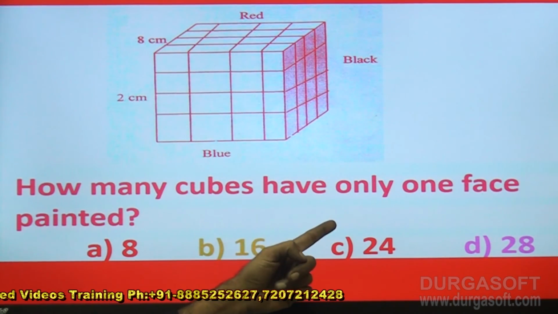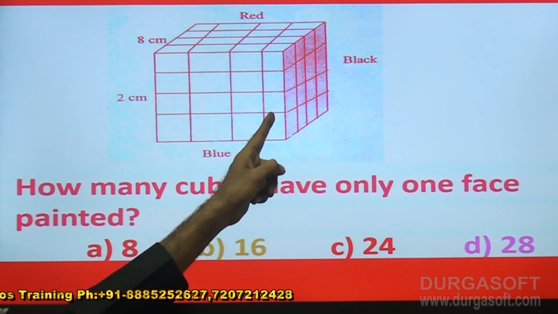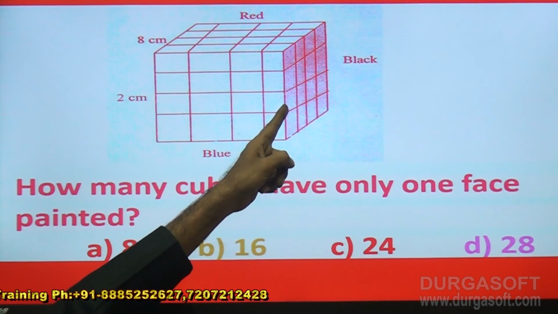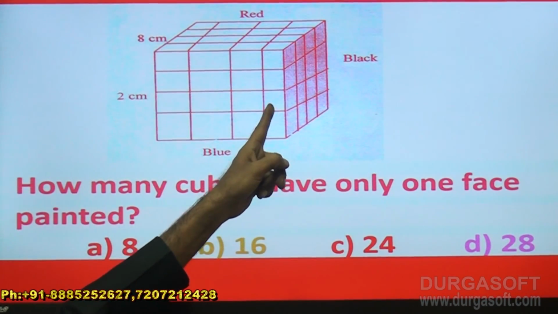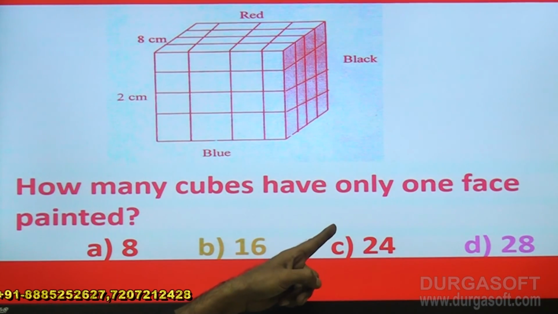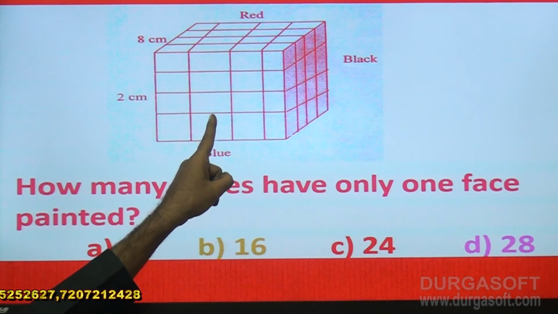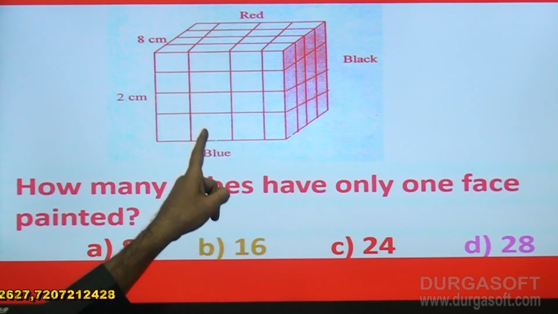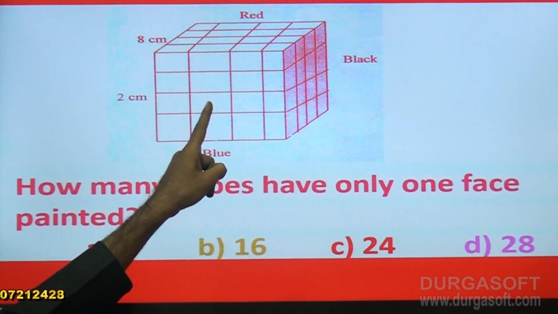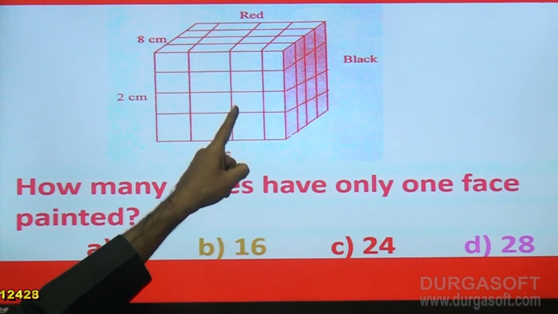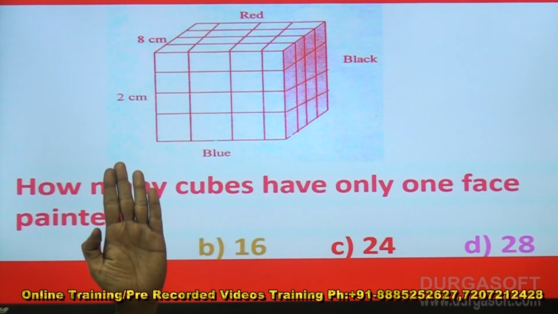Here we require only one face. For example, if we take this cube, it is painted on the front view and right side view. Right side view painted by black and front view painted by blue. So this is painted on 2 faces, but we require only one face. So if we take this cube, this has only the front view painted by blue. That's why this cube has only one face painted. So how many such cubes are there? 1, 2, 3, 4. These 4 cubes are painted on only one face.